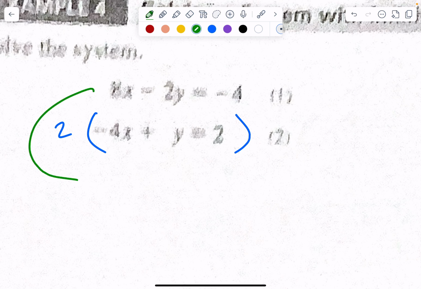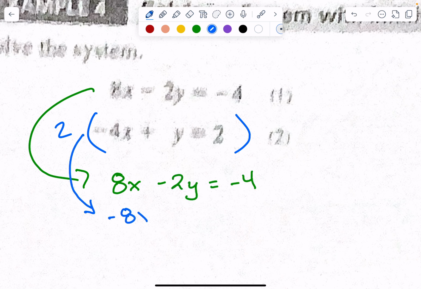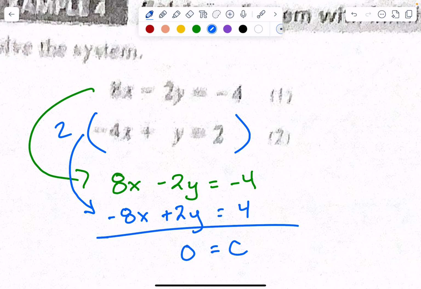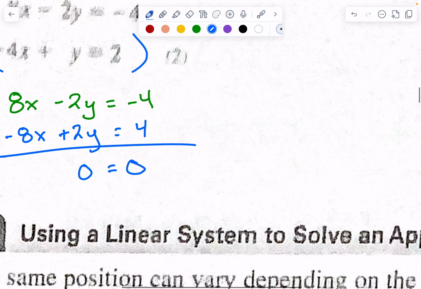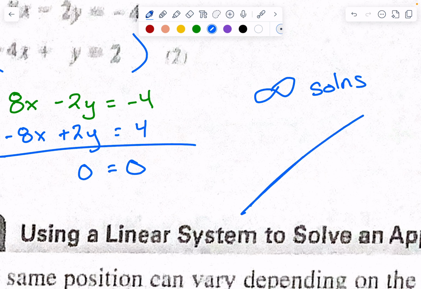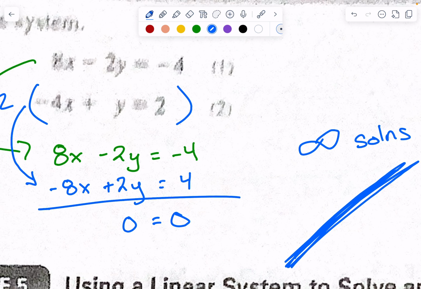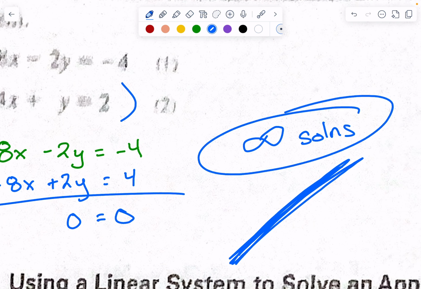The top one is 8x minus 2y equals negative 4. And the bottom one, if I multiply by 2, is negative 8x plus 2y equals positive 4. If we add those together, we end up with 0 equals 0. And when does 0 equal 0? Always. So they're just overlapping. We have infinitely many solutions. They are like the same line on top of each other. One is just multiplied by 2, right? So infinitely many solutions is what we've got going on there.